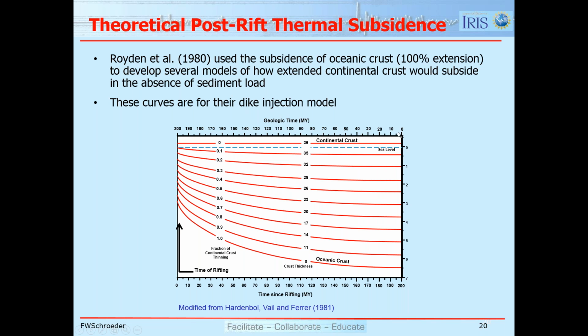And so this is showing geological time and depth. 100% would be where we have oceanic crust. 0% is where we have original thickness of the continental crust. And so the 0.1, 0.2, 0.3 is the fraction to which the continental crust has been thinned.